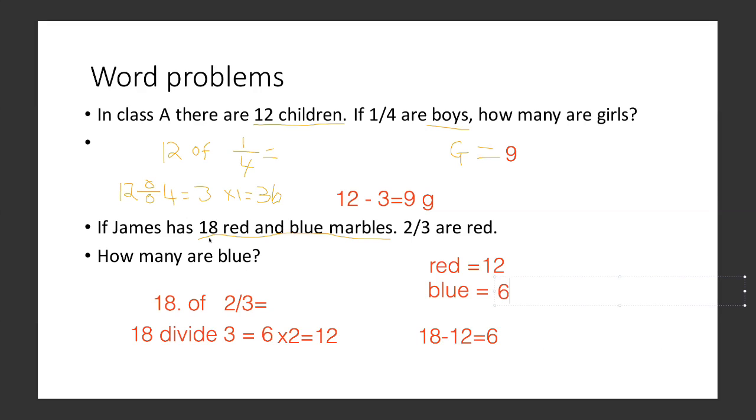All right, so just quickly repeat what I just did there. We had 18 red and blue marbles, 2/3 are red. So we did 18 divided by 3, which we got 6. We times it by 2, which we got 12. So 12 red. It's very important that you write these down. We want to know how many blue. So we got 18 altogether. We minused the red, which was 12. So we got 6 left. So blue is 6.